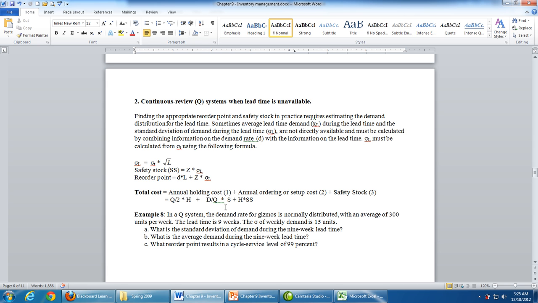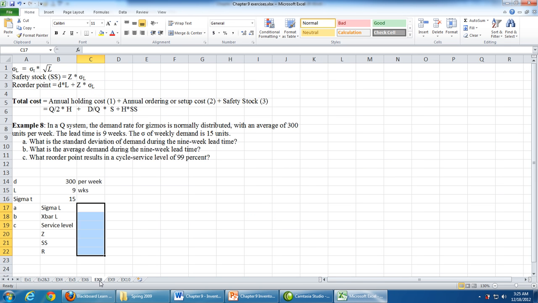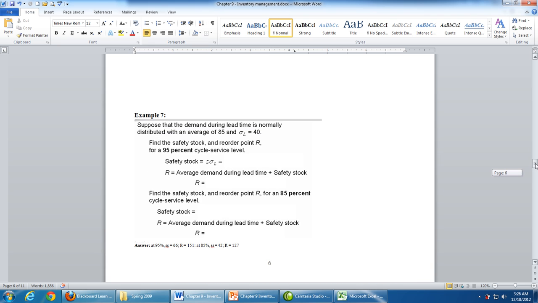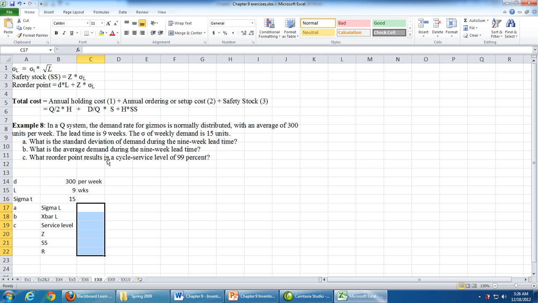Okay, so with this, we're going to explore example 8, and I leave example 7 for students to explore by themselves. Of course, the answer is at the bottom. On example 8, we have average demand, or small d, of 300, lead time of 9 weeks, and for each week it's 15 standard deviation.